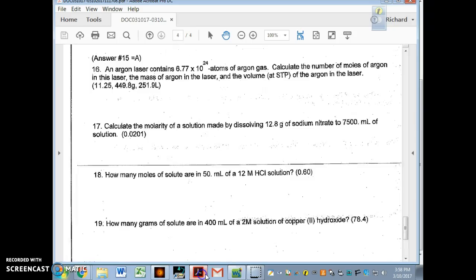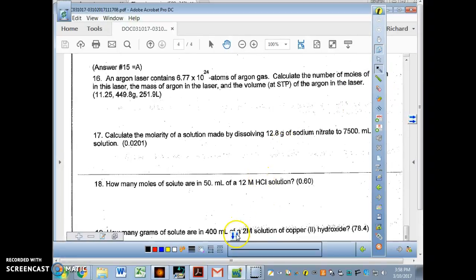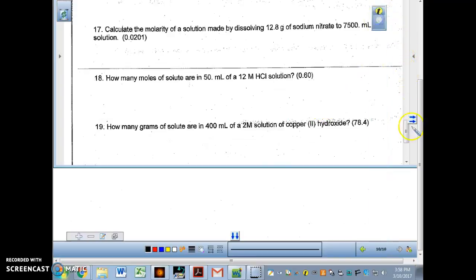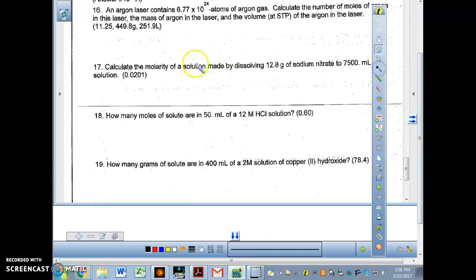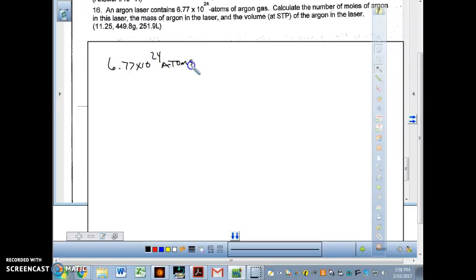So that's going to be a little bit of work on this one. We'll take 6.77 times 10 to the 24th atoms. I didn't do that correctly. We started with atoms and we're going to go to moles, so I did that one backwards. We take 1 mole over 6.02 times 10 to the 23rd atoms. So the number of moles is just this divided by this, and that's going to be 11.2 moles of argon.